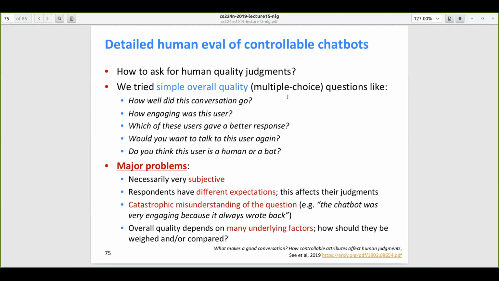So if you're using human evaluation, we let them talk to, let's say, some dialogue system, and then we get some metrics like how well did this conversation go, how engaging was it, and these kind of questions can be answered to evaluate the systems. But again, the problem with this is that these are very subjective. It changes from person to person, and there are also different expectations. One person might have totally different expectations from the other. So that's another problem.